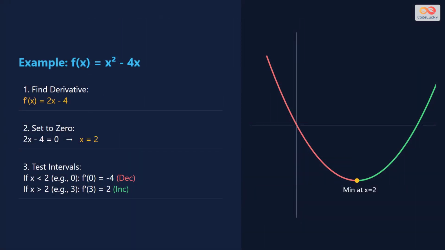Let's try an example with the function f of x equals x squared minus 4x. The derivative is 2x minus 4. Setting that to 0 gives us x equals 2. If we pick a number less than 2, the derivative is negative, so the function is decreasing. If we pick a number greater than 2, the derivative is positive, so it is increasing.